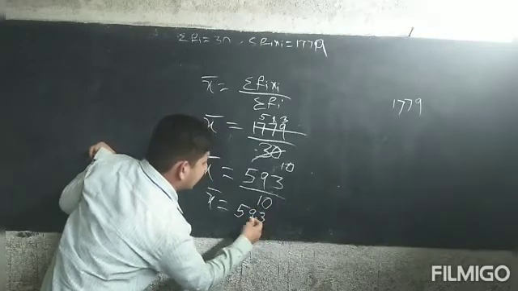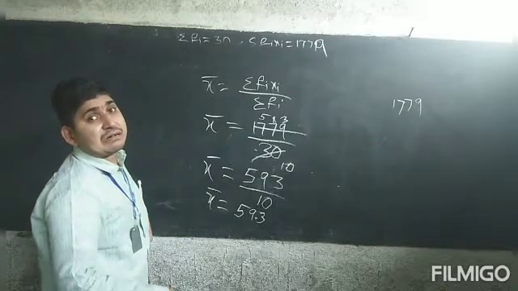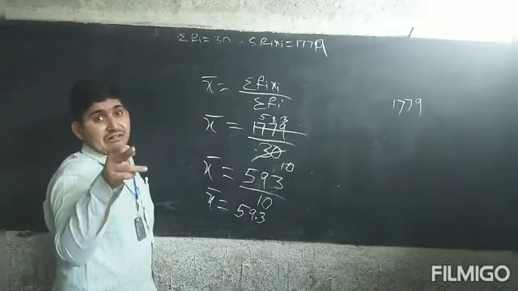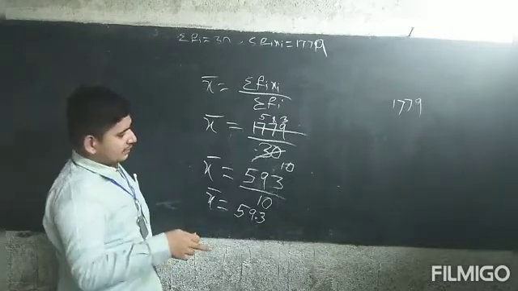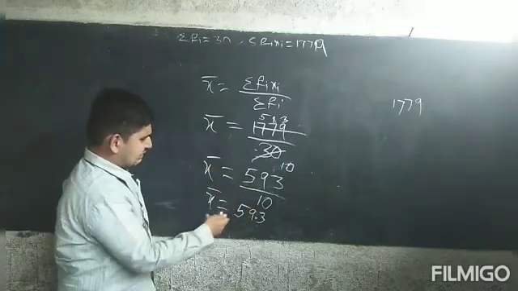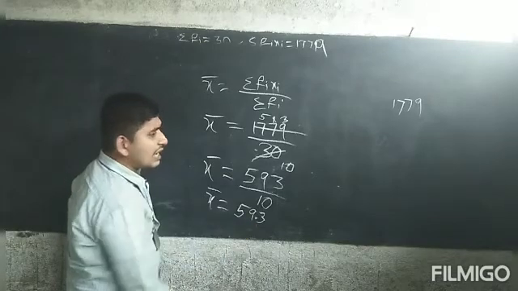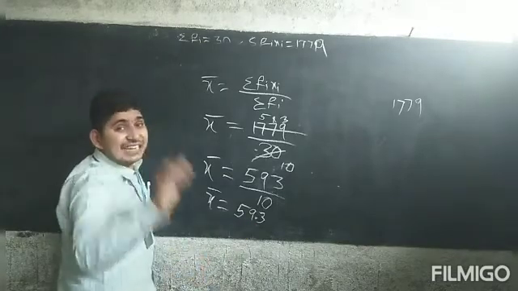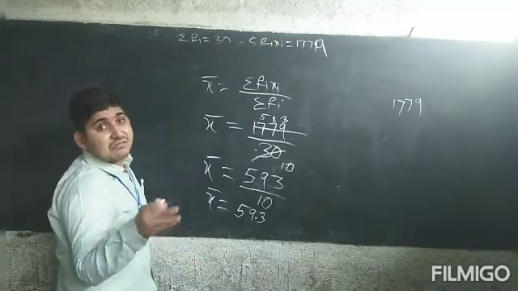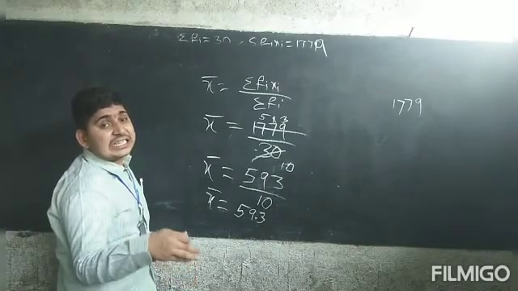59.3 directly. Okay, by using the decimal value which you have entered in xi. According to that concept, 593 by 10 equals 59.3, which we can write directly without doing division. Okay, this is the mean value of the marks obtained by the students in 10th class.